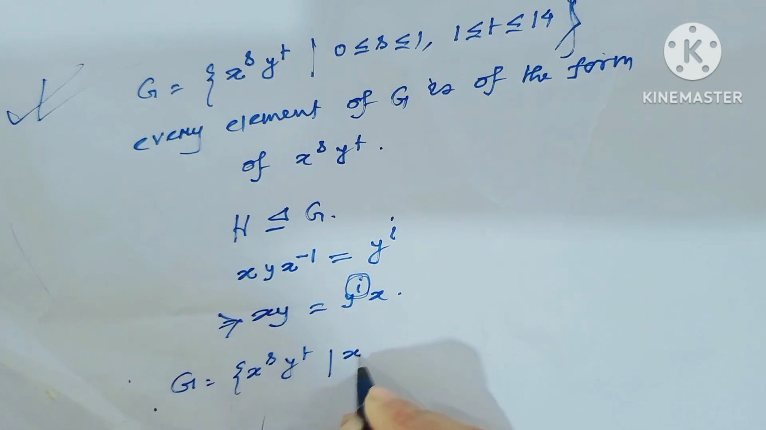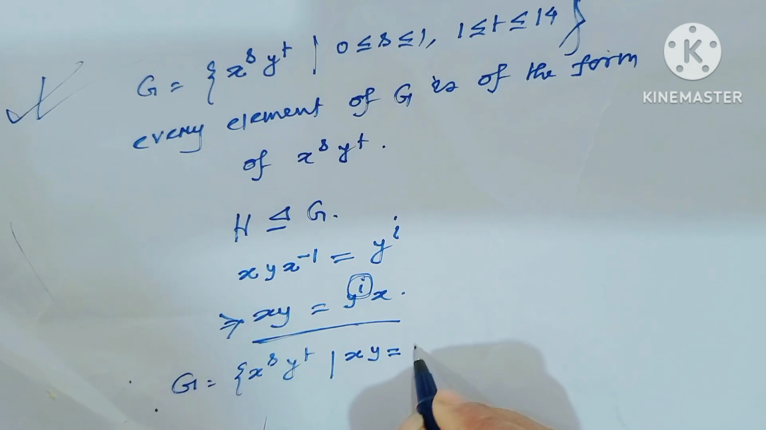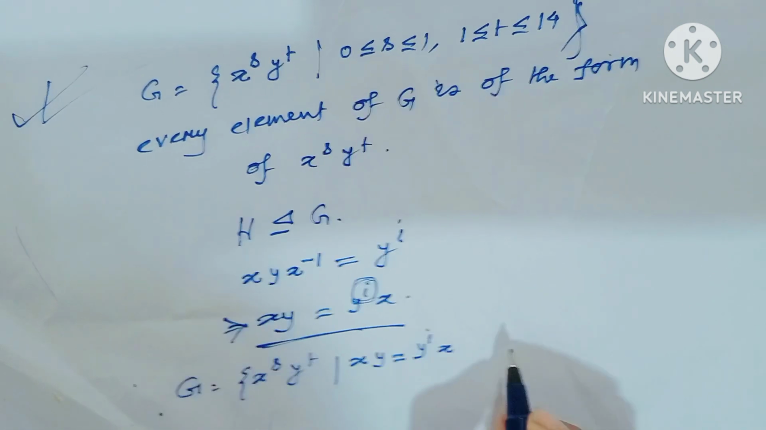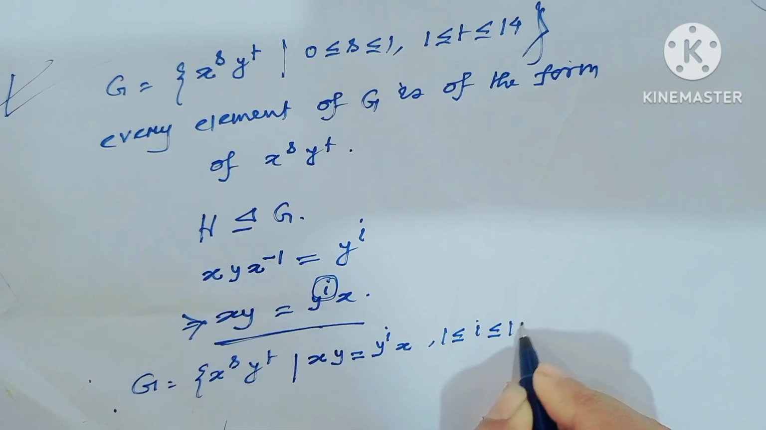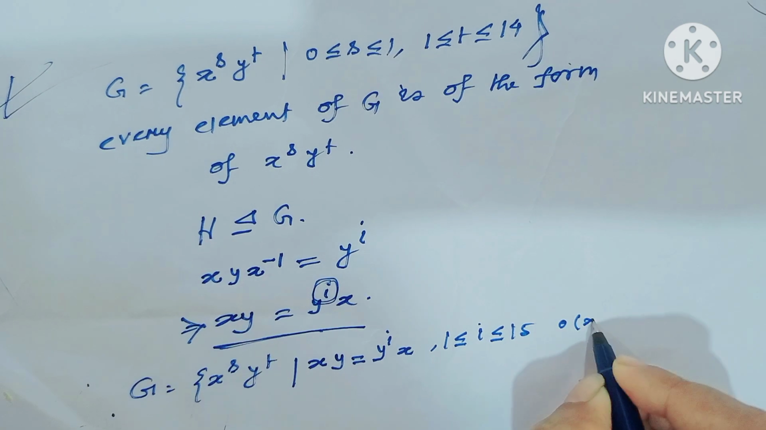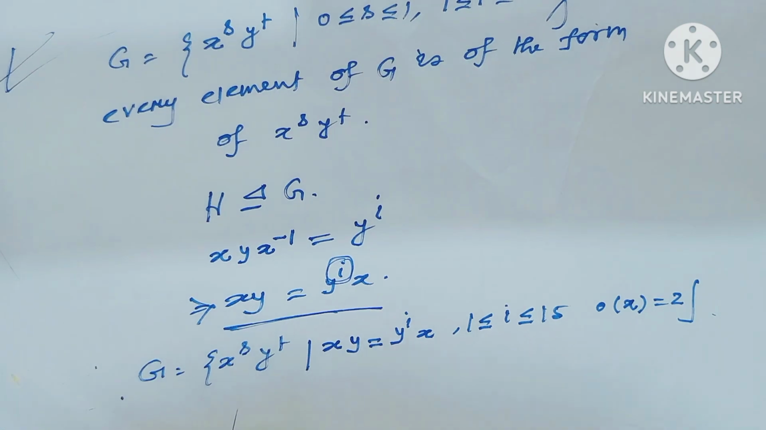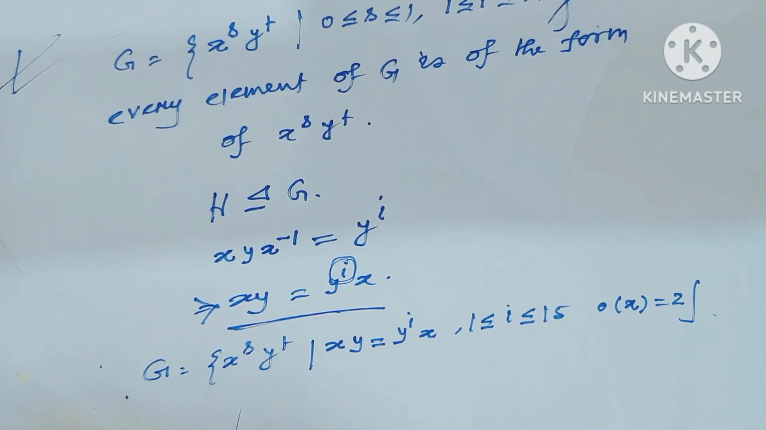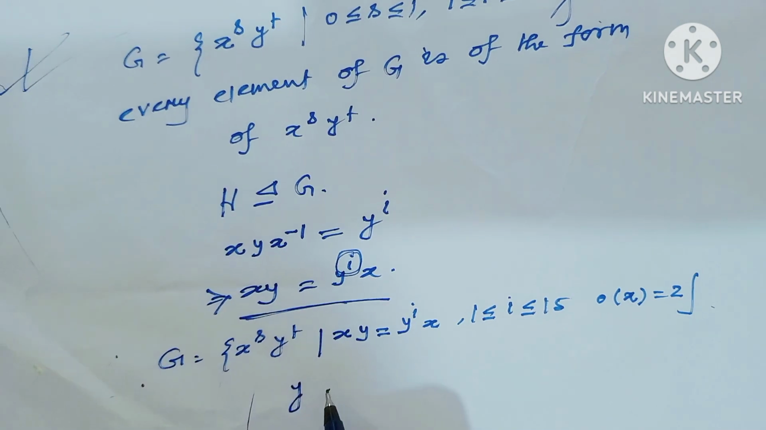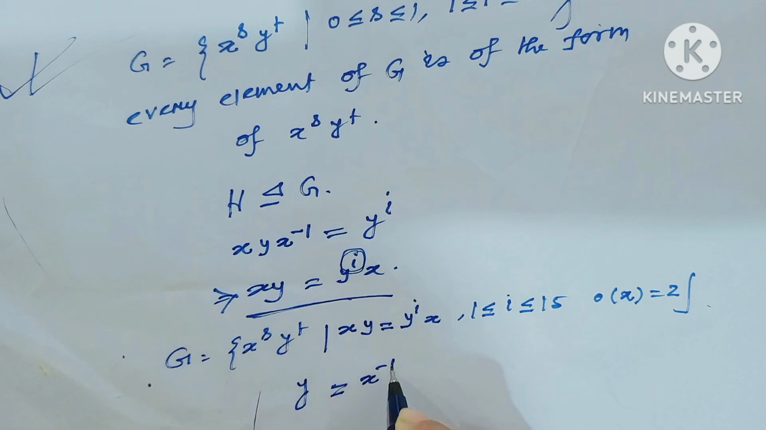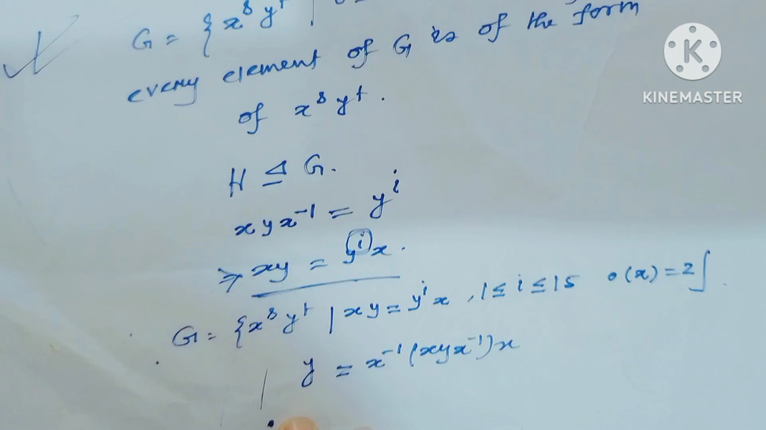such that xyx^-1 equals y^i, where i lies between 1 to 15 and order of x equal to 2. From this, we have to find the possibilities of i, since we can write y equal to x^-1 (xyx^-1) x, and x^-1 x cancels to give y.